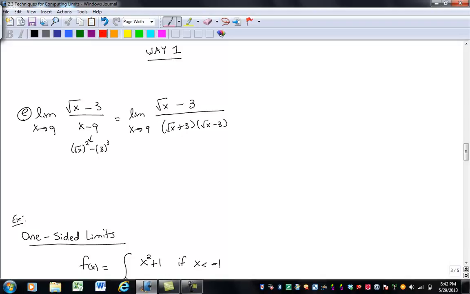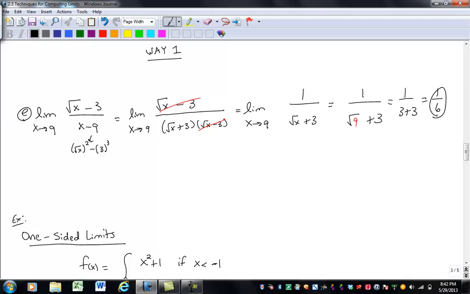But if you notice this factoring, you can cancel the x minus 3's. And you're left with the limit as x approaches 9. On the top you have a 1, and on the bottom you have the square root of x plus 3. Now I can evaluate by actually plugging in. So I'm going to replace all my x's with the number 9. And I get 1 over 3 plus 3, which is 1/6. So one way to find that limit is to factor x minus 9 as the difference of squares.